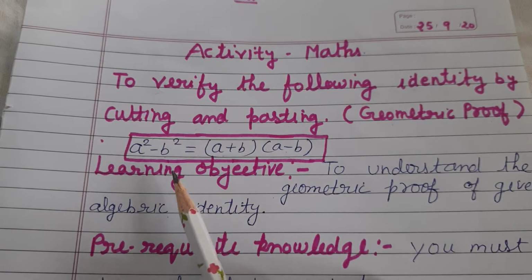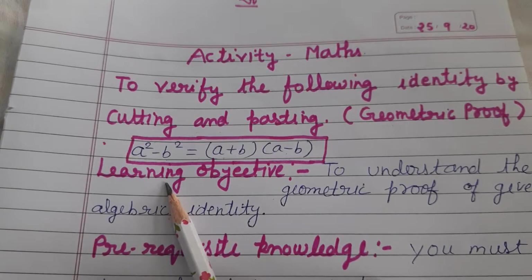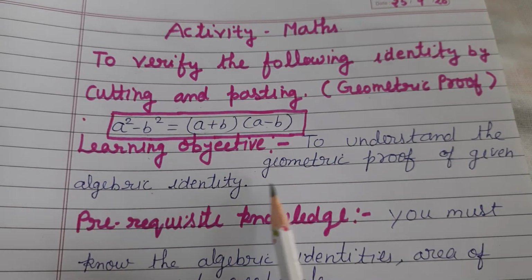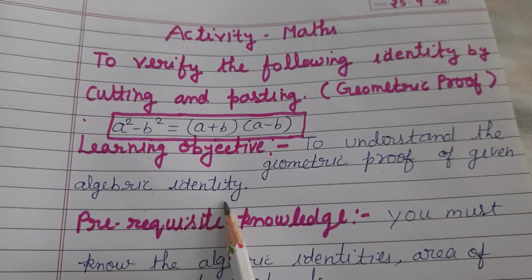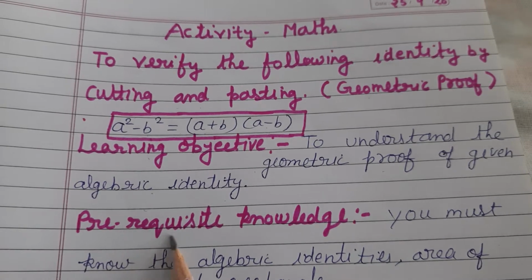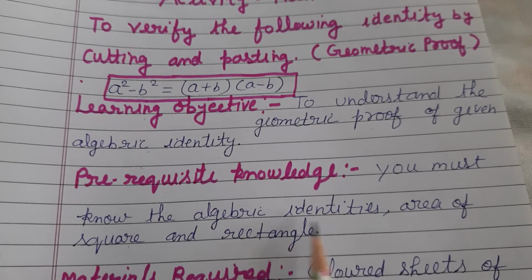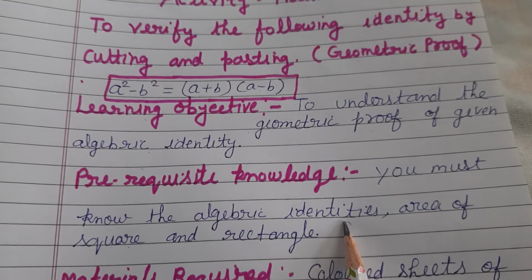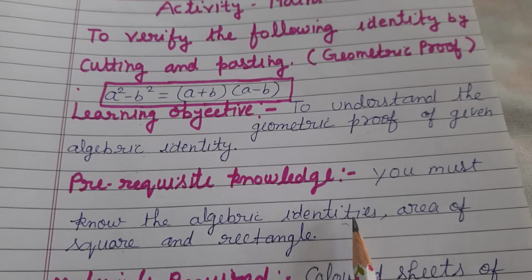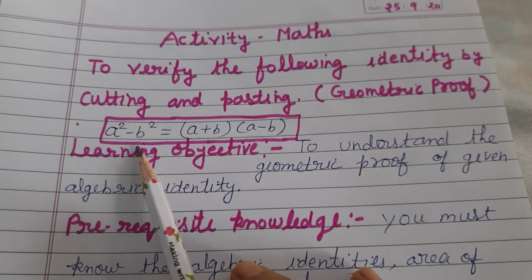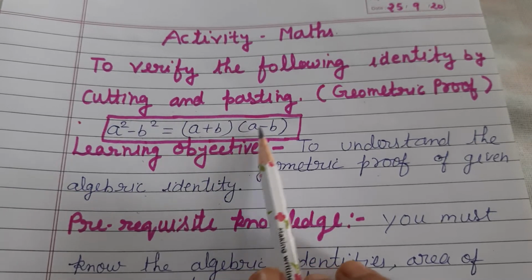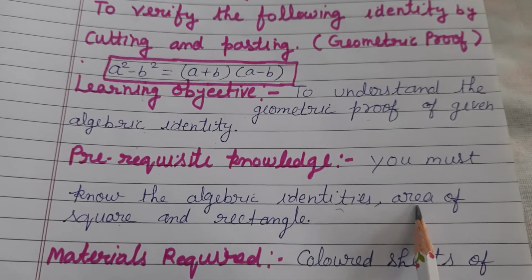What is the objective of this activity? To understand the geometric proof of the given algebraic identity. What should be the previous knowledge? You must know the algebraic identities. Here our algebraic identity is a square minus b square is equal to a plus b into a minus b. And second thing is area of the square.